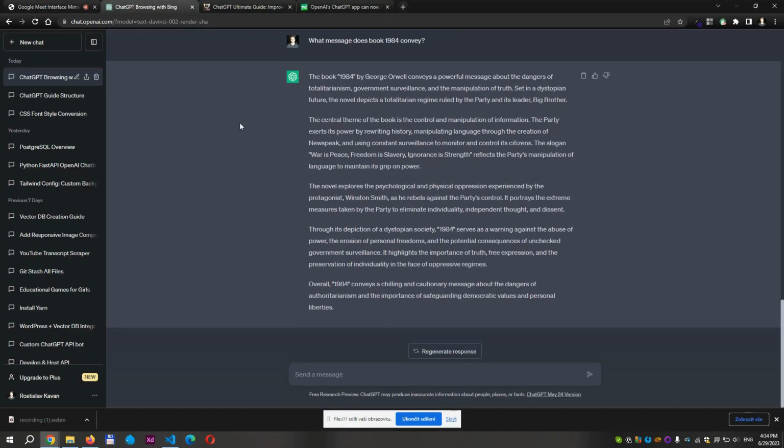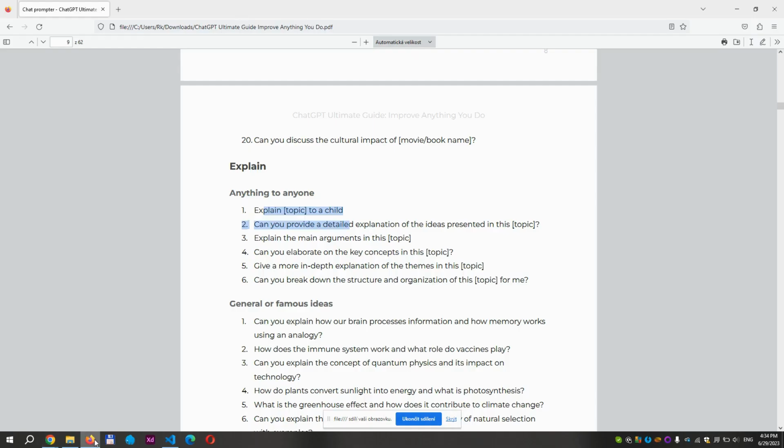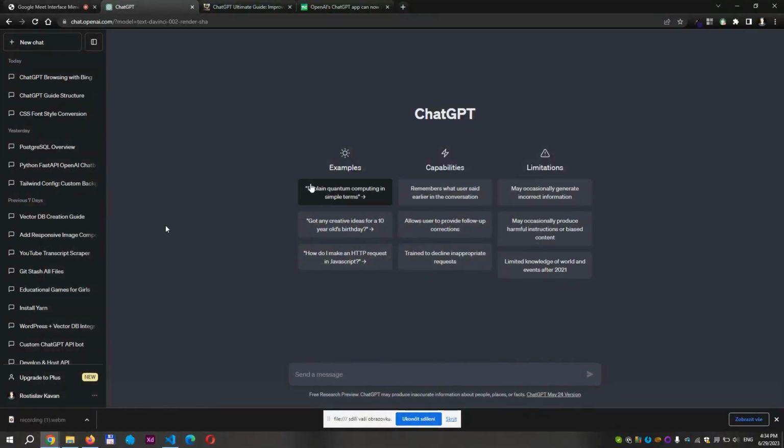Let's go to the screen of ChatGPT. I'm interested now. Explain quantum computing in simple terms. So that's what I'm trying to tell you. When you come here and see this hint, explain quantum computing in simple terms. I'm not sure I asked it.